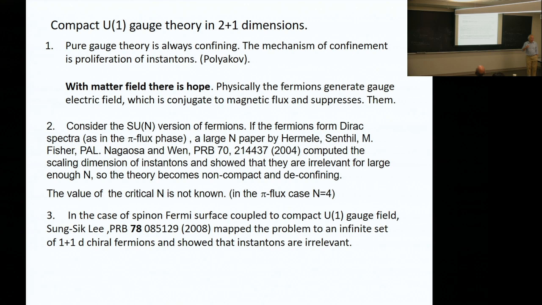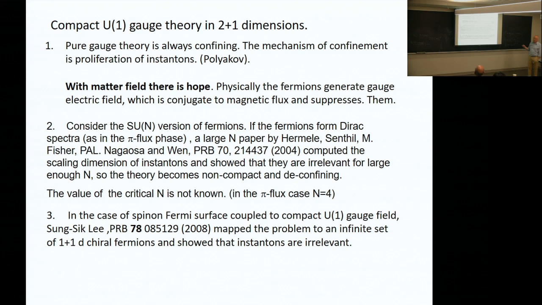Well, what do we know? We know that if there's no matter field, if the fermions are all gapped, then the gauge theory is always confined in 2 dimensions. And the mechanism of confinement is the proliferation of instantons, the classic paper by Polyakov. Now, this seems very bad news, right? However, I think the presence of matter field gives us hope, because that's something that was not considered by Polyakov.